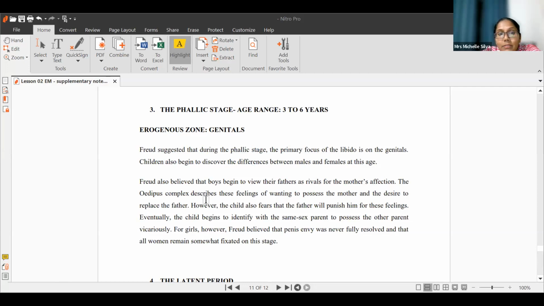In the Oedipus complex, girls begin to view their mother as a rival for the father's affection.